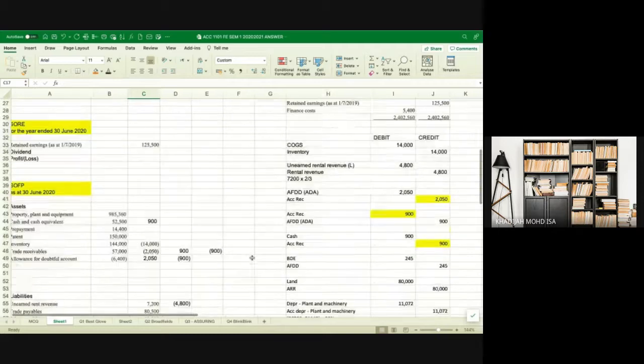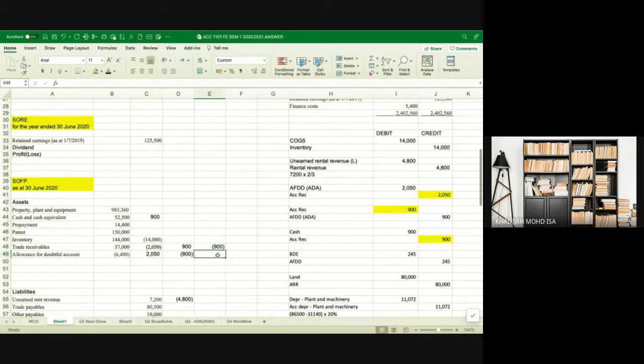What else do you have? Credit AFDD, or your ADA. So you add another 245, minus 245, yeah? Credit your ADA. If you credit your ADA, yeah, correct. So you minus, and then you have land of 80,000. Land, where is your land? In land, you have under PPE plus 800,000.